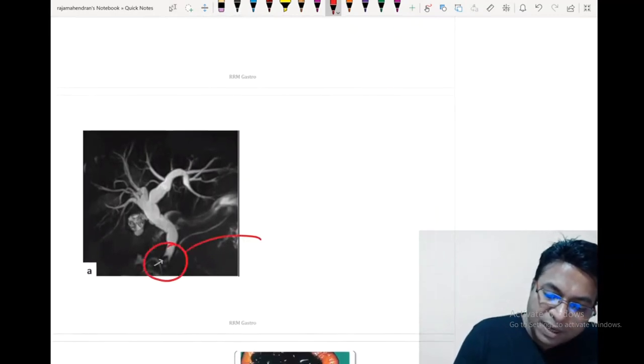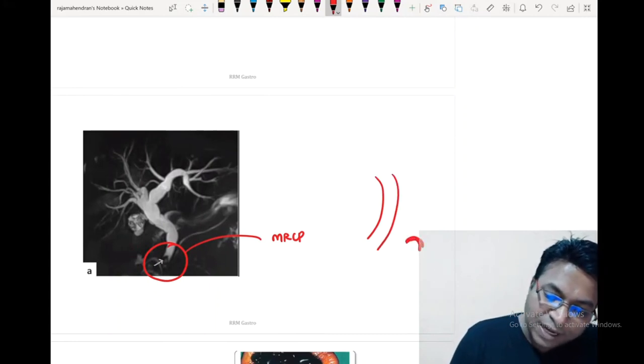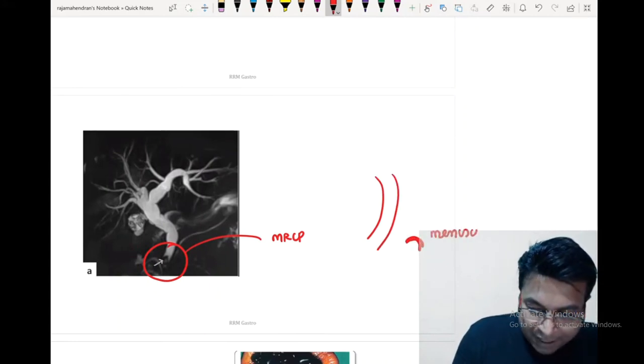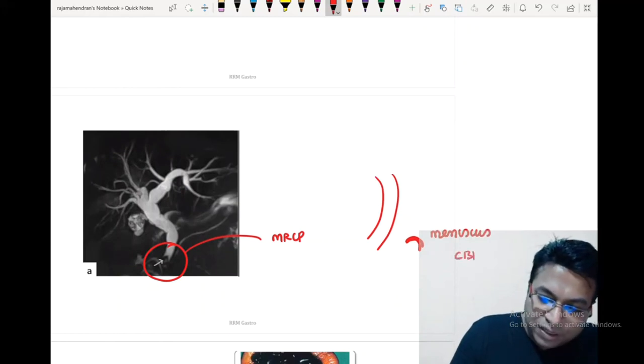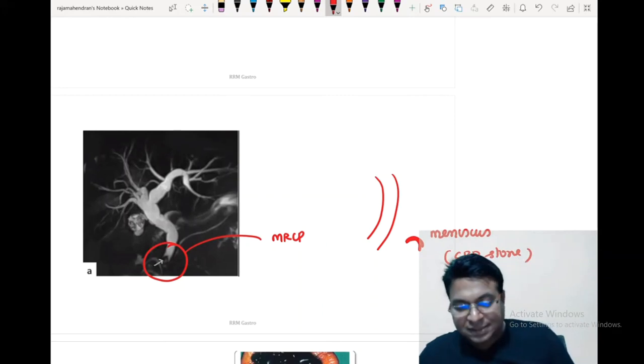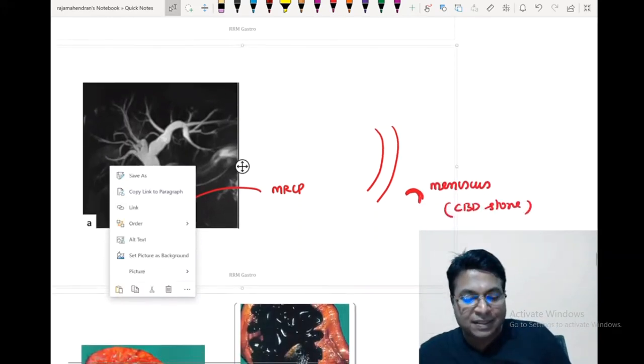So this is a sign again. In an MRCP, you are seeing a sign at the lower part of the CBD. There is a sign like this. What is this sign? It is known as the meniscus sign. It is due to a CBD stone. Due to a CBD stone, you are getting a sign known as the meniscus sign here.